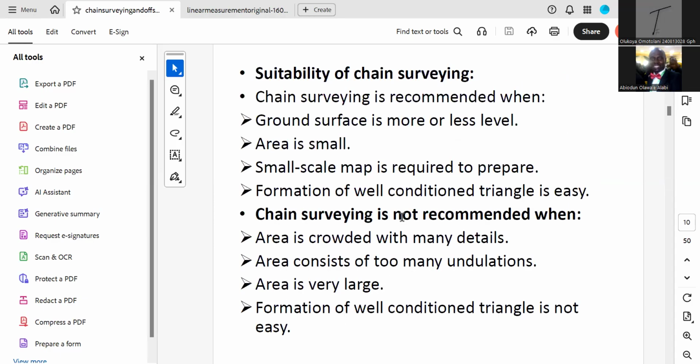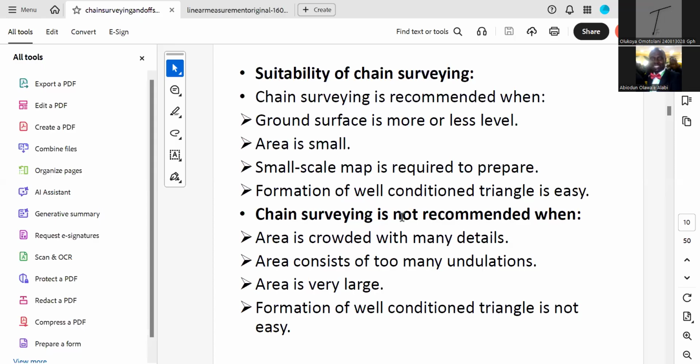And in that other slide, we have a few conditions listed. So look at it now: suitability of chain surveying, that is, conditions that must be met for us to deploy chain surveying. Chain surveying is recommended when the ground surface is more or less level. I've said that in the previous slide I shared. The area is small. When a small scale map is required, chain survey can be deployed. Formation of a well-conditioned triangle is easy.